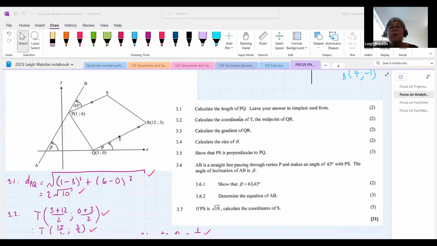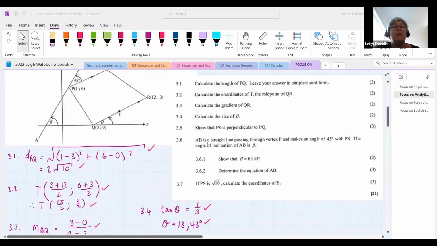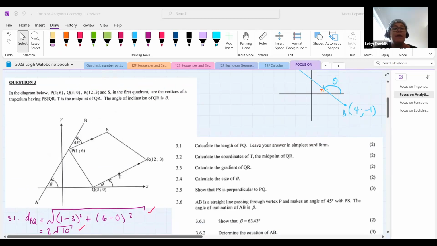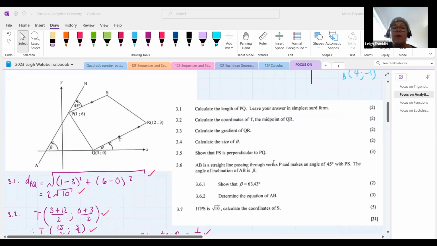Okay, so do we have any of this information? Do we have the gradient of PS? What do you guys think by looking at the diagram? Do we know what the gradient of PS is? Yes, we do, Cassandra. Because QR and PS are parallel lines, we know the gradient of PS. Do we have the gradient of PQ? That's right.